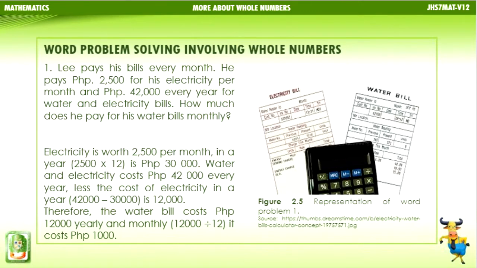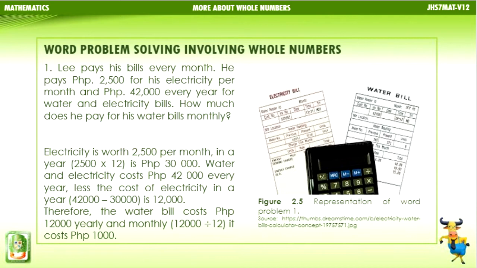Word problem solving involving whole numbers. 1. Lee pays his bills every month. He pays 2,500 pesos for his electricity per month and 42,000 pesos every year for water and electricity bills. How much does he pay for his water bills monthly?